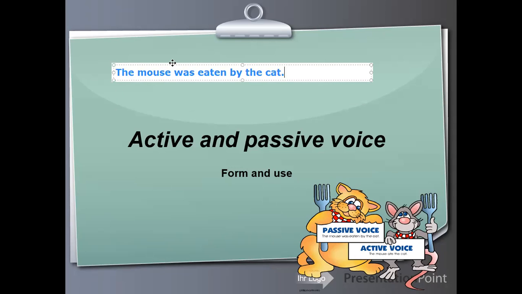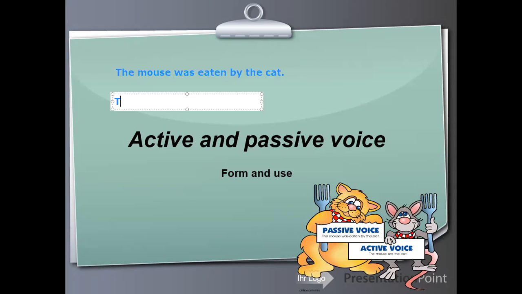No, that's why I'm trying to have it here. The mouse was eaten by the cat, and the other one says the mouse ate the cat. Con el teléfono se puede. Teacher, sí, dice lo mismo al final de cuentas. Sorry? It says the same? Sí. Yes. Okay, now listen carefully.